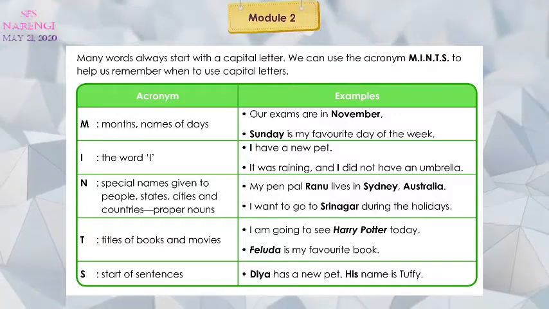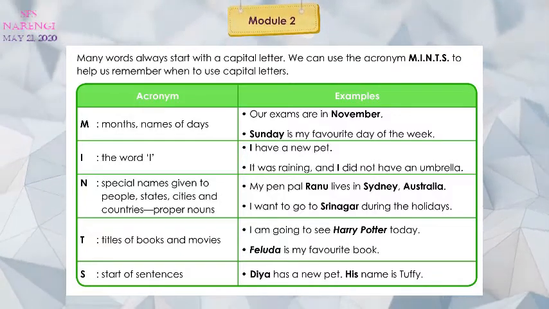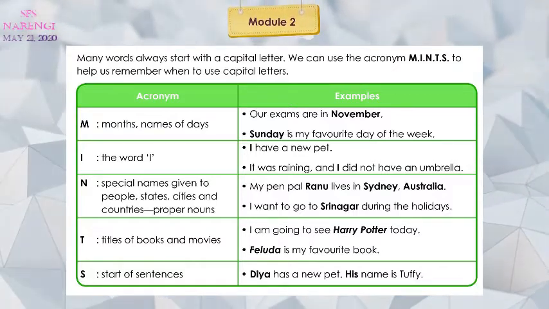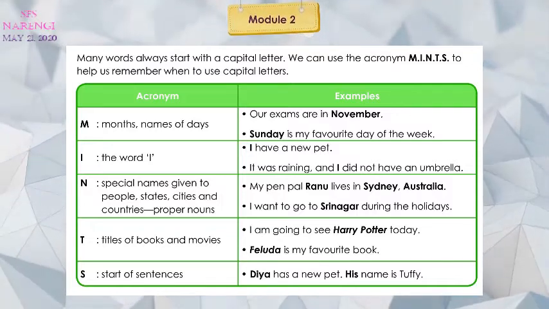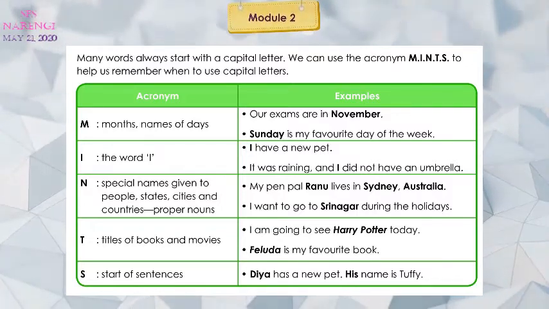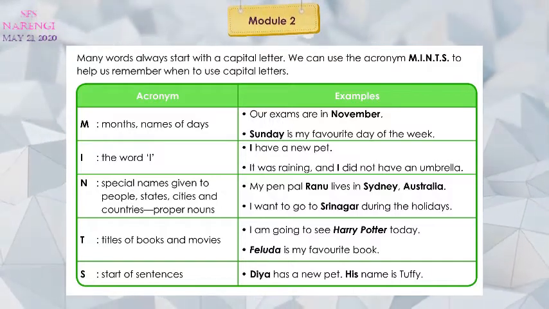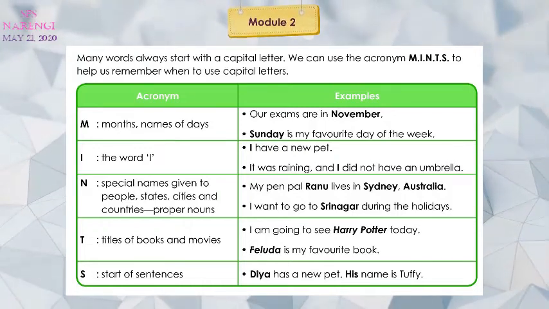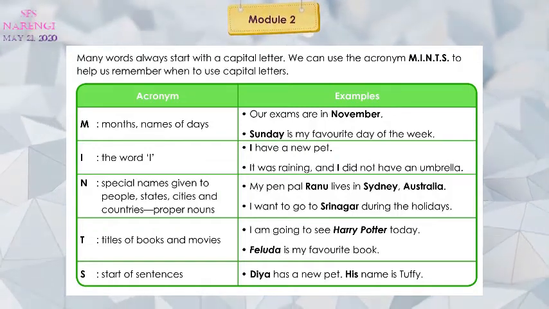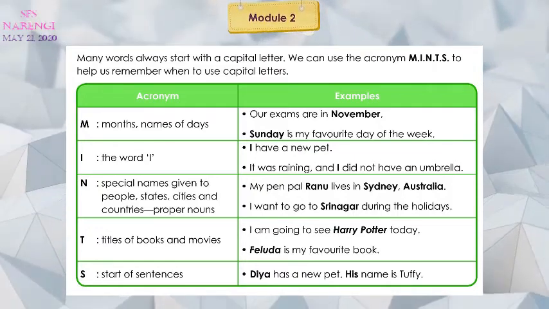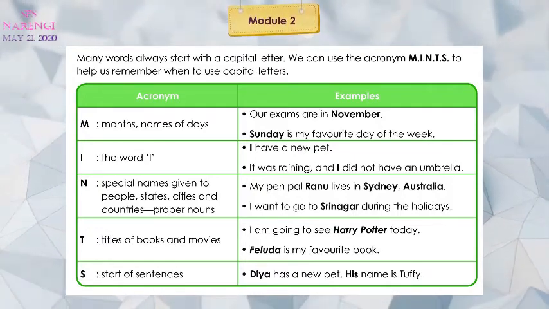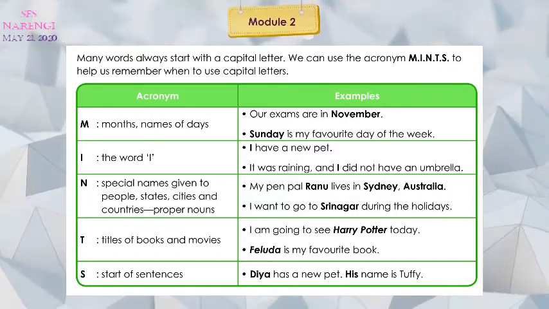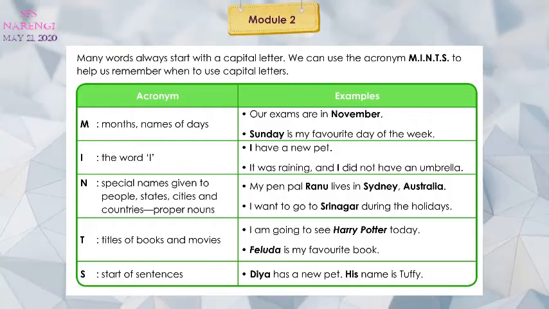Yes? So, start of sentences. This is very familiar for us, right? We already came to know that the starting of a sentence is always written with a capital letter. Like, Dia has a new pet. His name is Tuffy. Yes? So can you see the highlighted? In here, Dia is the starting of a sentence. Dia is a name and it is the starting word of the sentence. So it is written in capital.